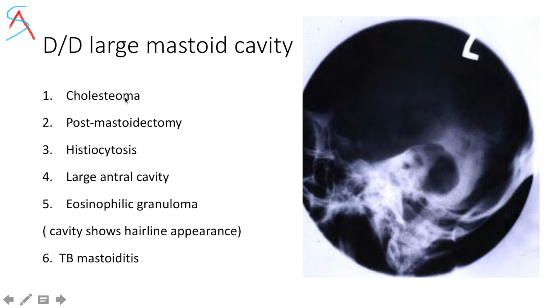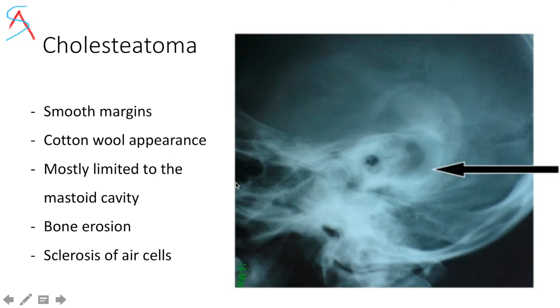So first you can think of cholesteatoma, or you can think this person has undergone mastoidectomy and post-op we are taking this X-ray, or it could be histiocytosis, or it is normal, as some patients may have a large antrum cavity, or it could be eosinophilic granuloma. Eosinophilic granuloma will have a hairline appearance, or else it could be TB mastoiditis. So here we will learn how to differentiate between cholesteatoma and a post-op mastoidectomy X-ray.